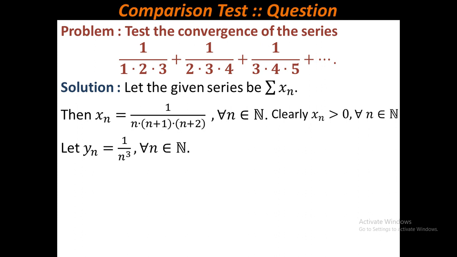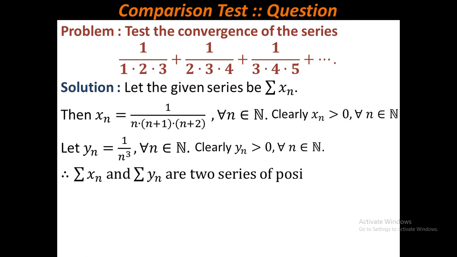What happens if you take yn equal to 1 by n square or 1 by n to the power 4? I will discuss that later in another problem in the present video. However, here yn is also strictly greater than 0, that is, xn and yn are both series of positive terms. Now we calculate limit xn by yn.